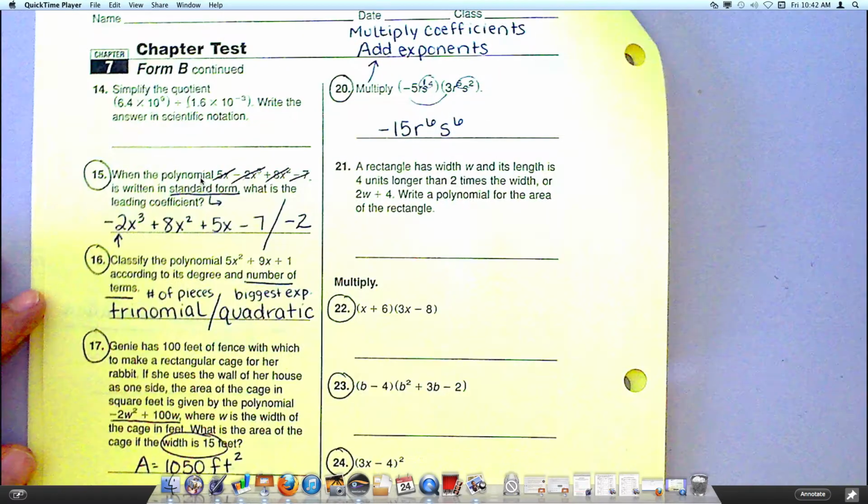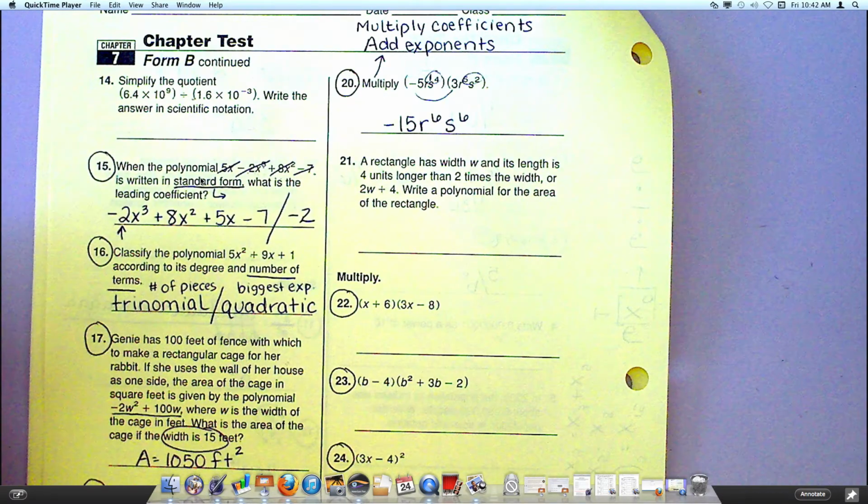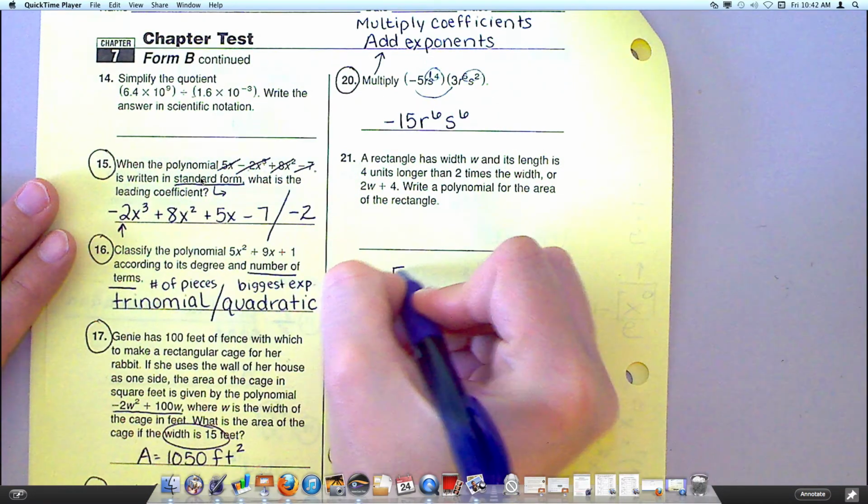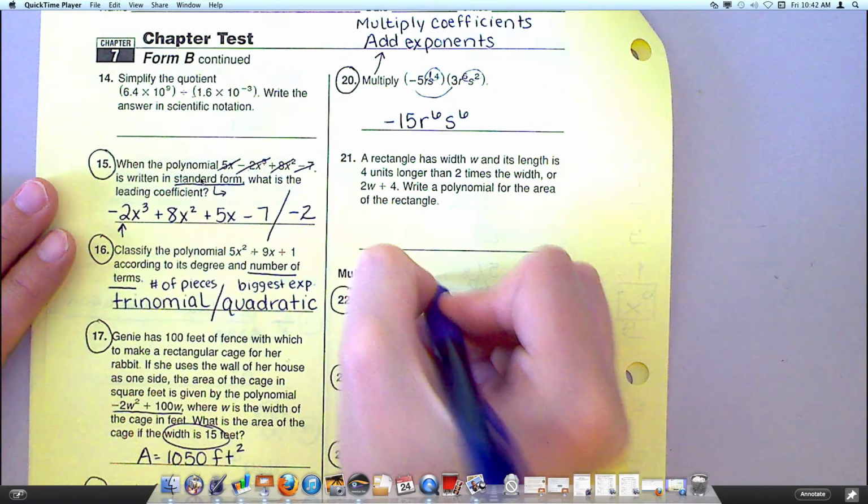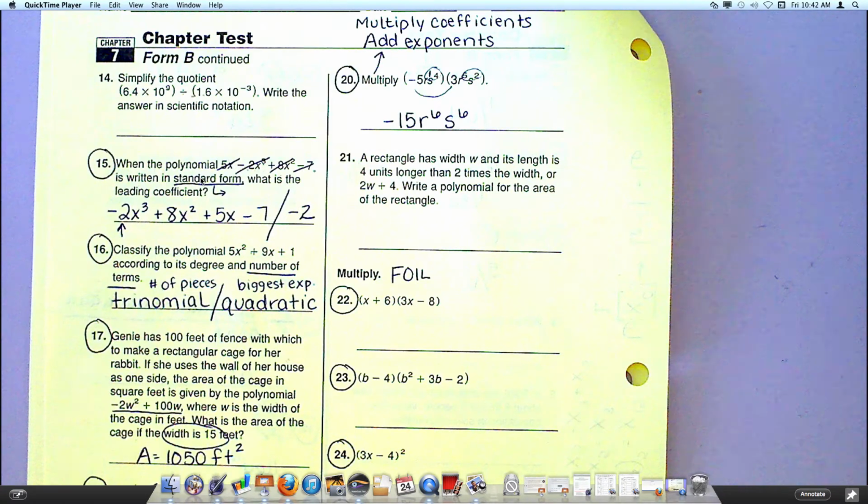22. Do you remember what to do for something like 22? FOIL. Good. FOIL. And actually, I'm going to show you an alternative to FOIL, too. I don't know how much you did with FOIL, and I don't remember how well you guys did with it. Do you feel good about it? Yeah, but what I don't.